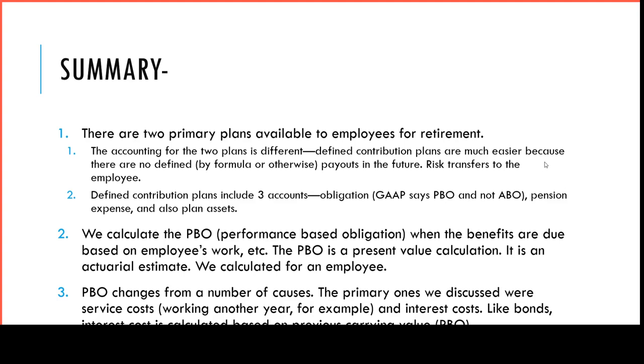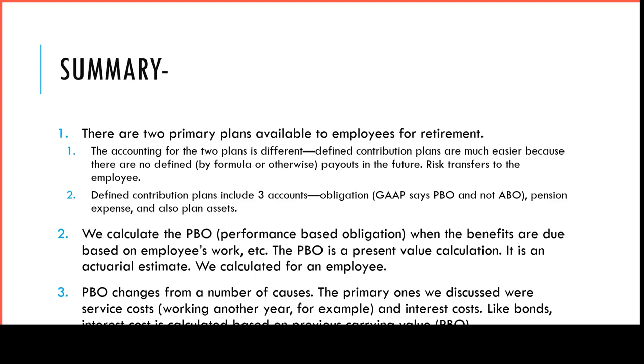There are two primary plans available for the employees now. Those are the defined contribution plans and the defined benefit plans. And when we are talking about defined benefit plans, we have to start thinking about the PBO and working through those. I realize the slide says defined contribution. It should say defined benefit there under 1, part 2. The PBO is that present value calculation.